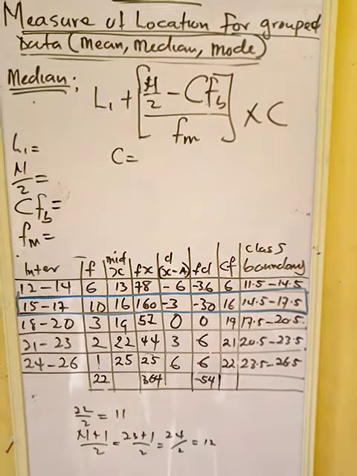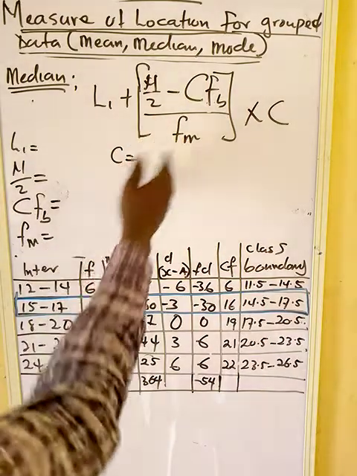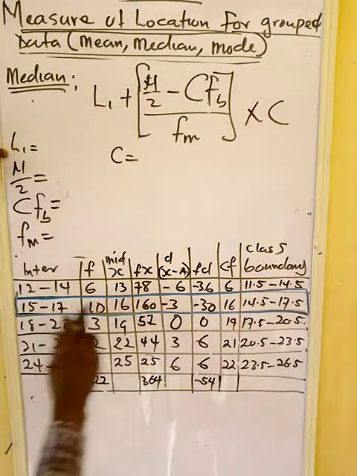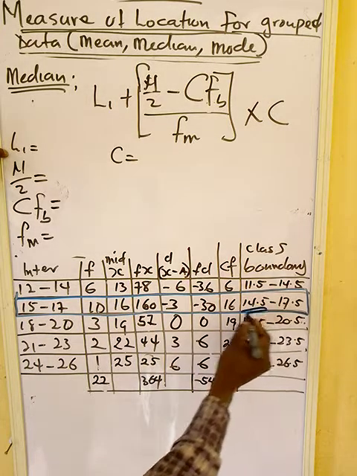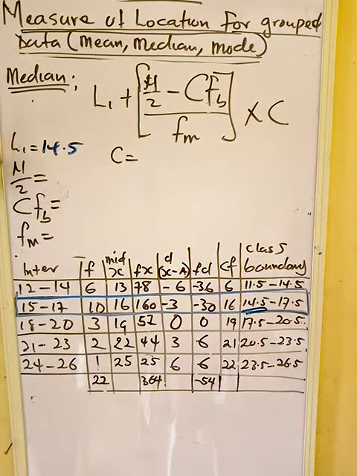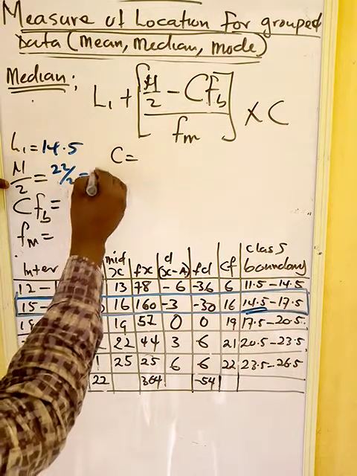So let us continue. This is the formula we want to use. L1 is the lower class boundary of the median class. Where is the lower class boundary? This is our lower class boundary, which is 14.5. Our n over 2 is the total frequency divided by 2, 22 over 2, which is 11.